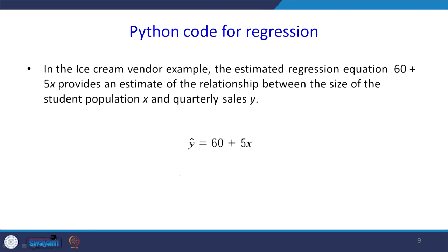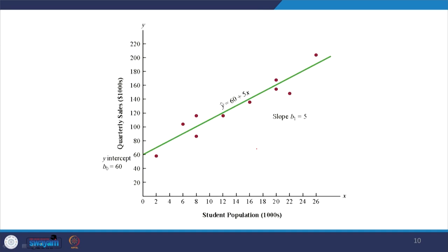So, what we can do in the ice cream vendor example, the estimated regression equation is 60 plus 5x. It provides an estimate of the relationship between the size of the student population x and quarterly sales y. So, this is our regression equation. The slope is 5, the y intercept is 60.